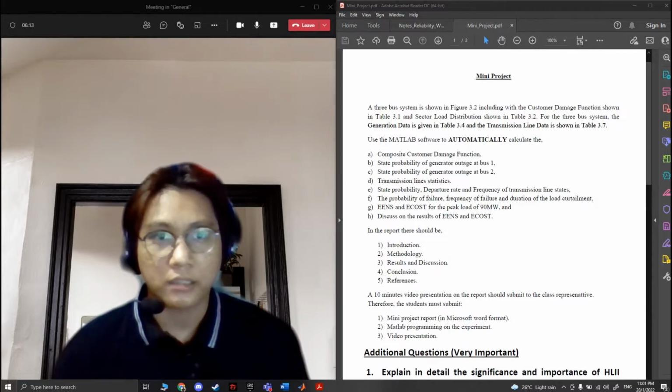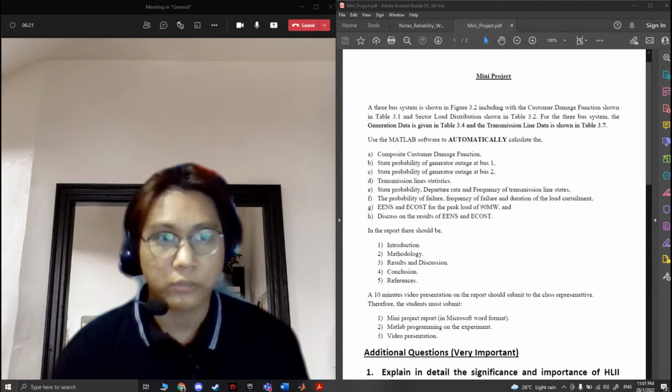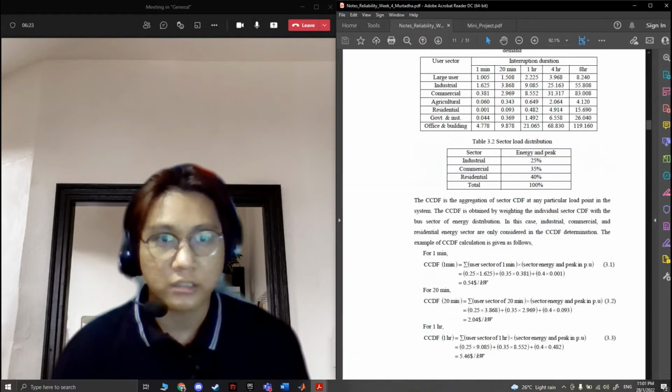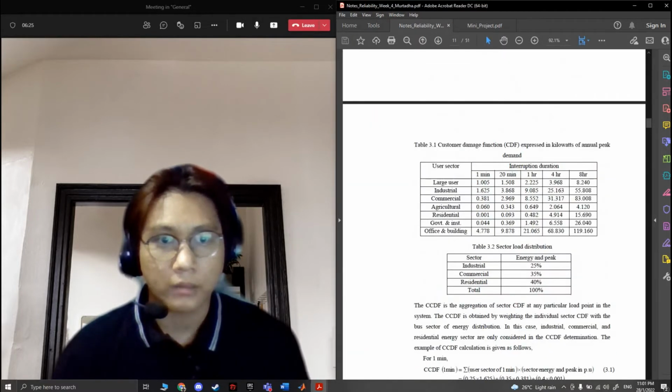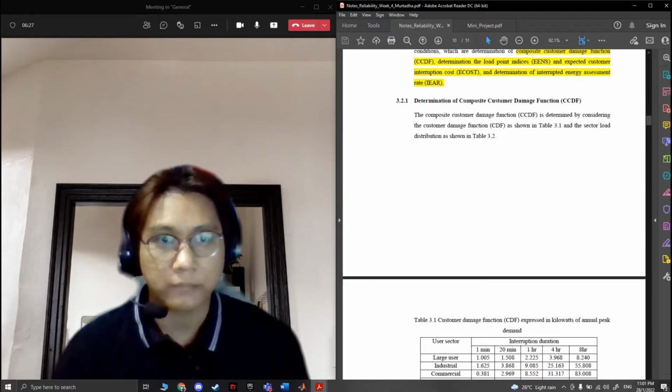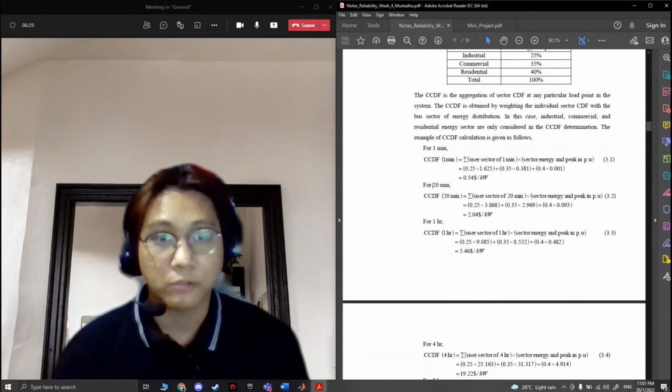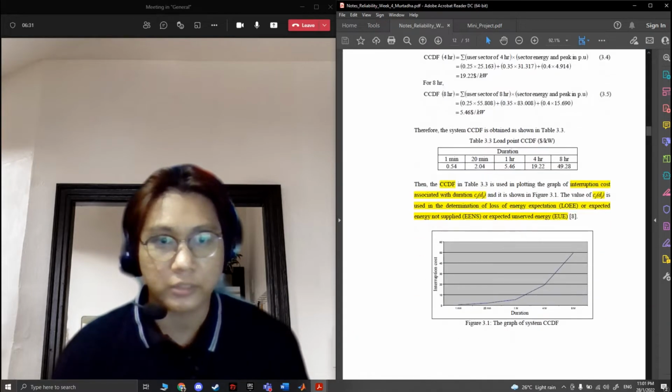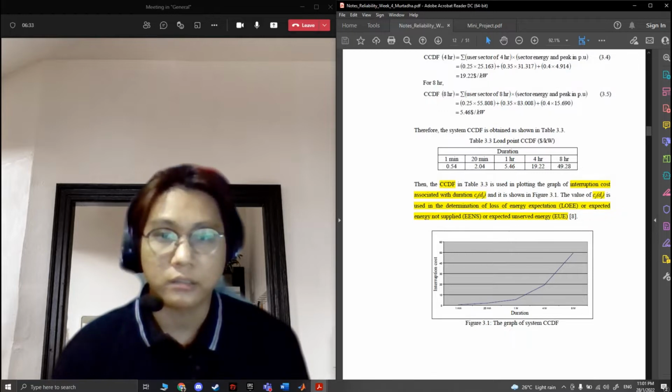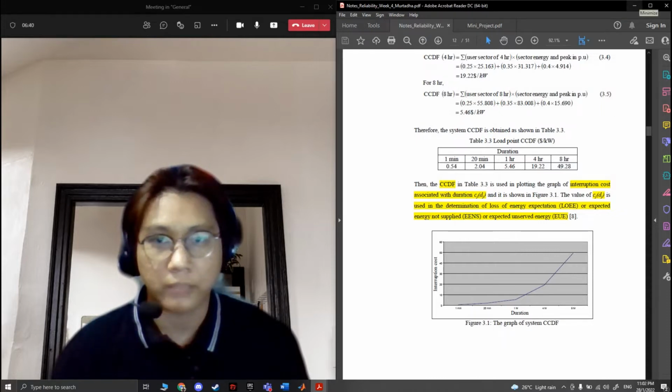All the data was shown based on the note in figure 3.2 and the data from table 3.1 and table 3.2, as can be seen here in the notes. Basically we were asked to calculate everything here from the notes automatically by using programming in MATLAB software. So I will be explaining the MATLAB software.